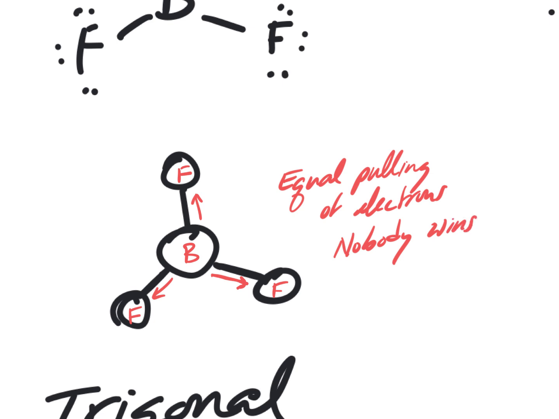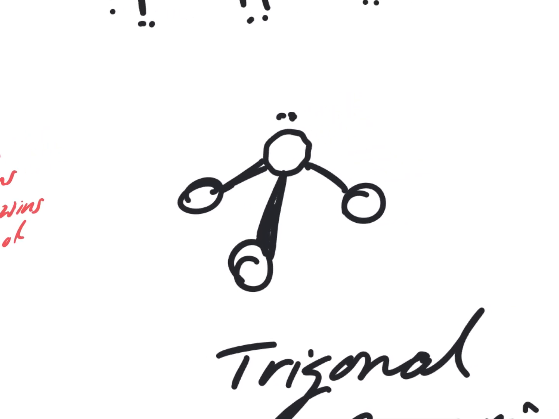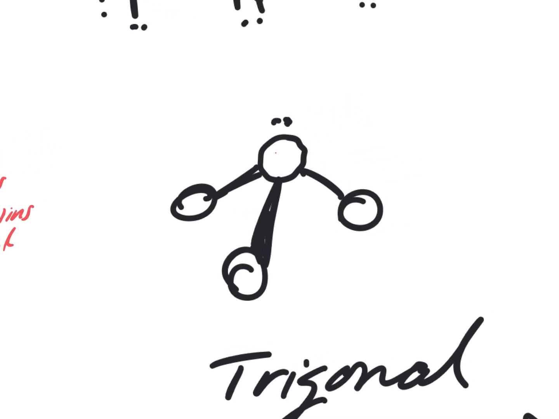Nobody wins the tug of war. Nobody's winning the tug of war. There's no one side of this molecule that is going to be more positive or more negative than any other side. Let's take a look at this molecule. So here we've got nitrogen and we've got fluorine, fluorine, fluorine.